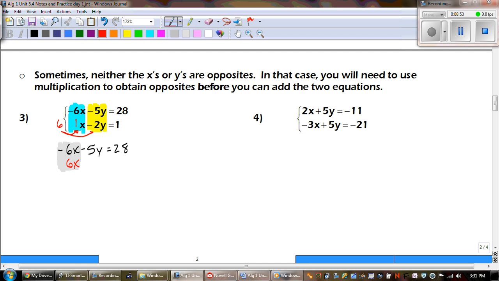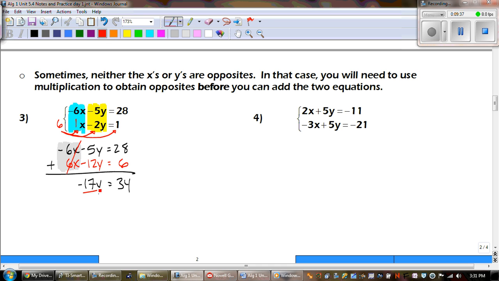But now I have to keep multiplying everything so I don't really change the equation. 6 times -2 gives us -12y. And then 6 times 1 is 6. Well, that was step 1. Now we're going to add the equations up. -6 plus 6, those canceled just like we wanted. -5 plus -12 is -17y equals 28 plus 6 gives us 34.